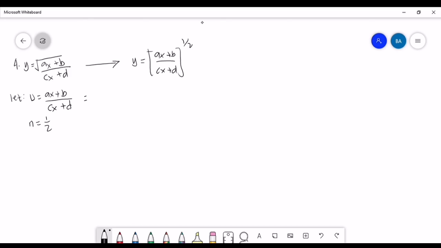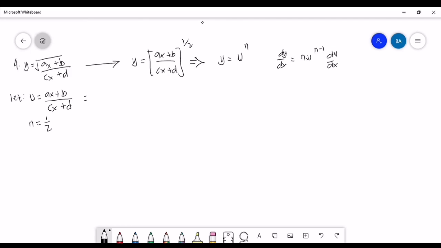So we could rewrite this into y now is equal to u raised to n. So we could apply the power rule, which is the derivative of y with respect to x is equal to n times u raised to n minus 1, times the derivative of u with respect to x. So to solve for du dx, our n is already there, and u is already present, which is ax plus b divided by cx plus d.